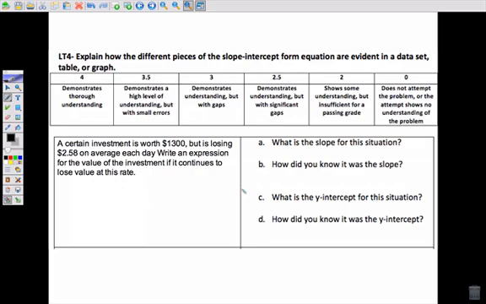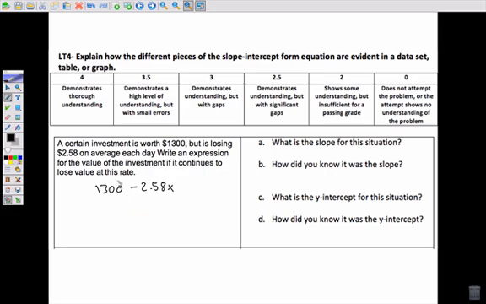Again, there were two problems. The one on the left was a certain investment is worth $1,300 but is losing $2.58 on average each day. Write an equation for the value of the investment if it continues to lose value at this rate. So our expression then would be 1,300 minus 2.58x.